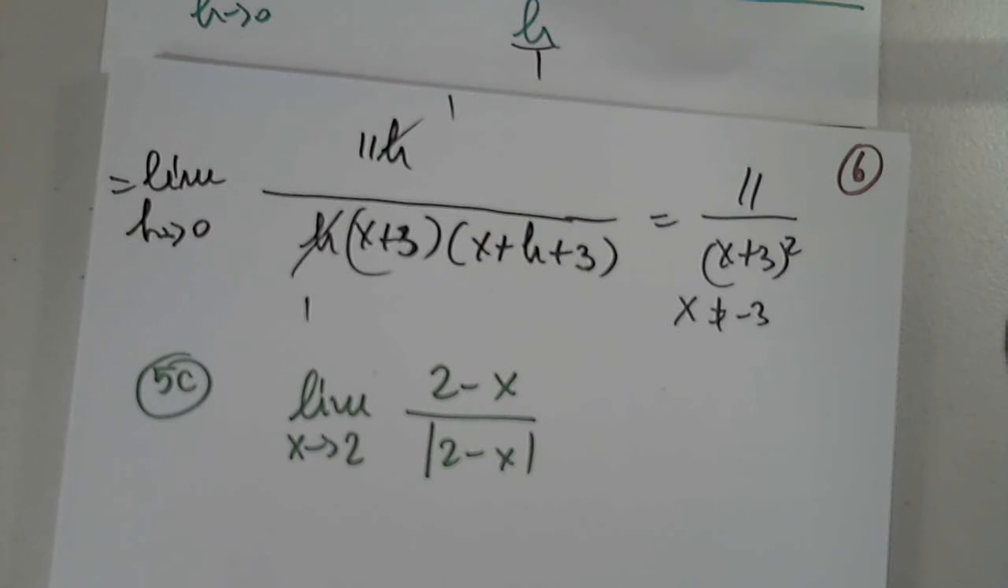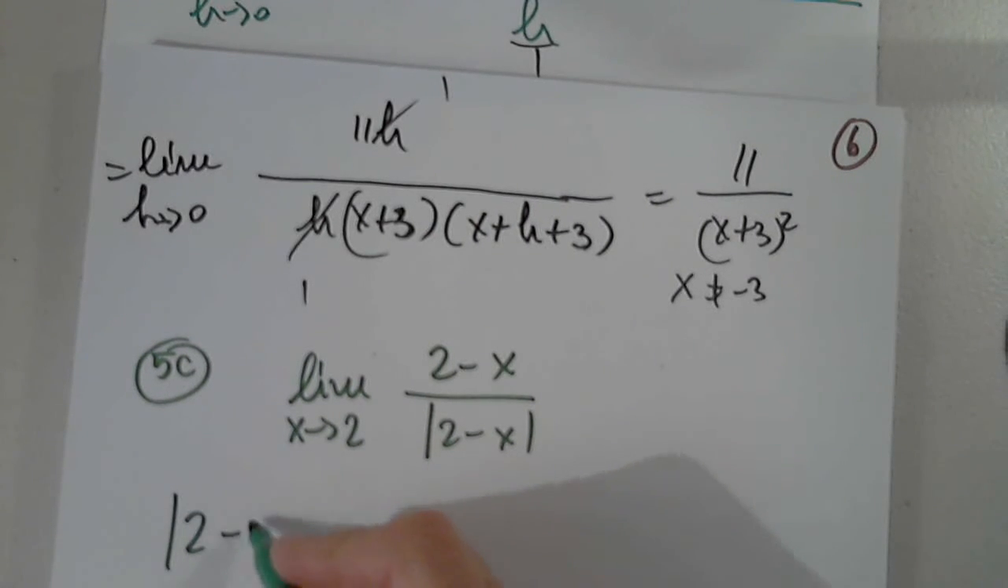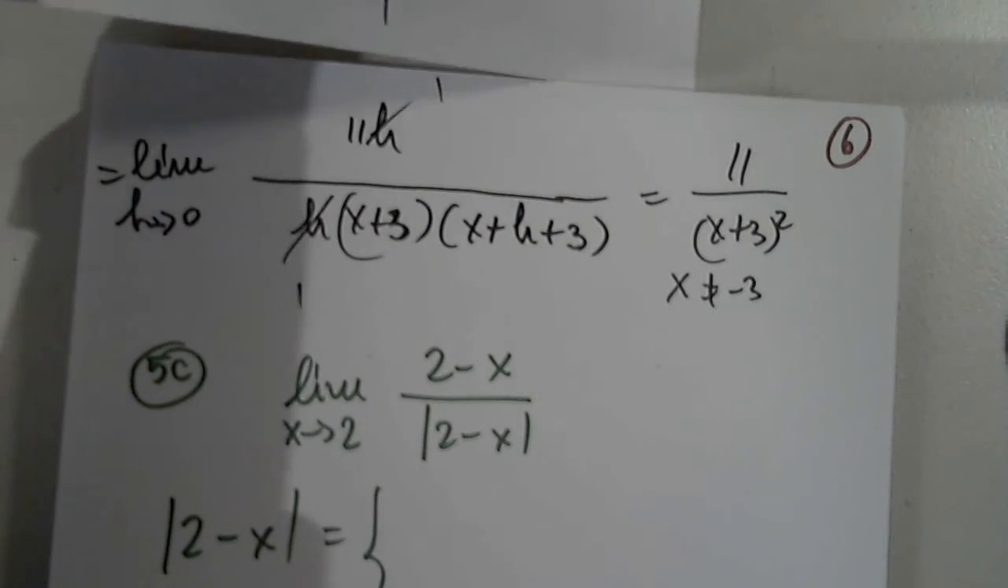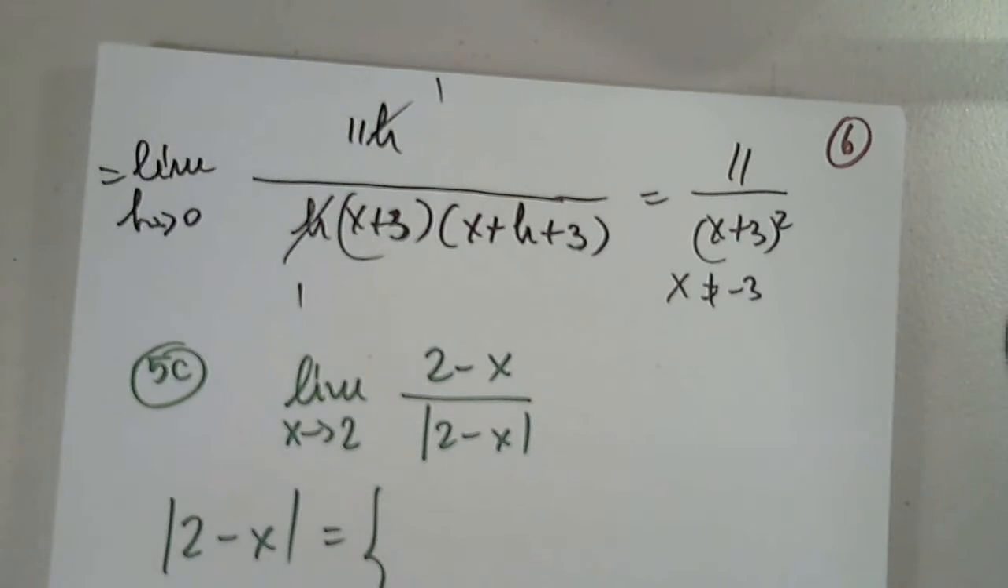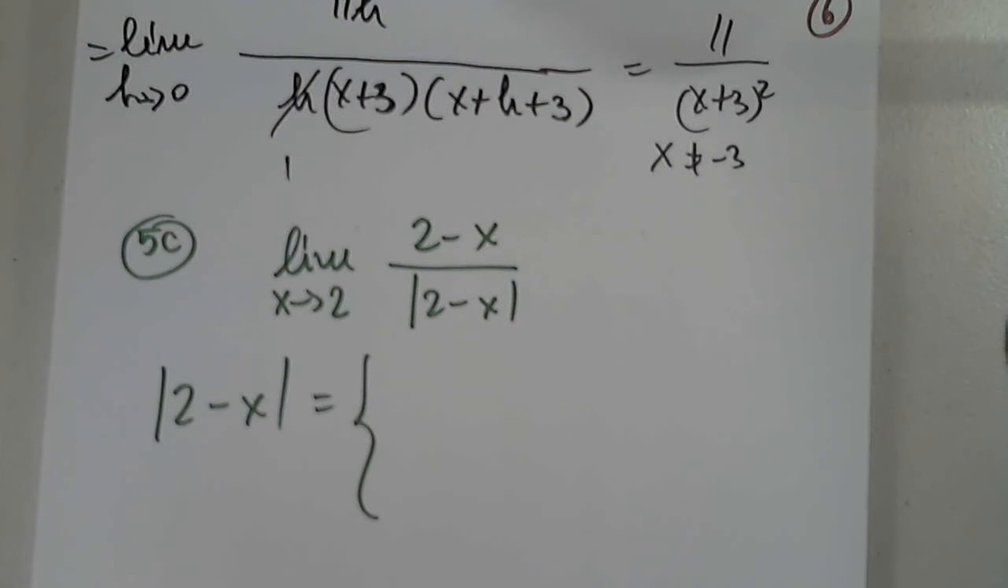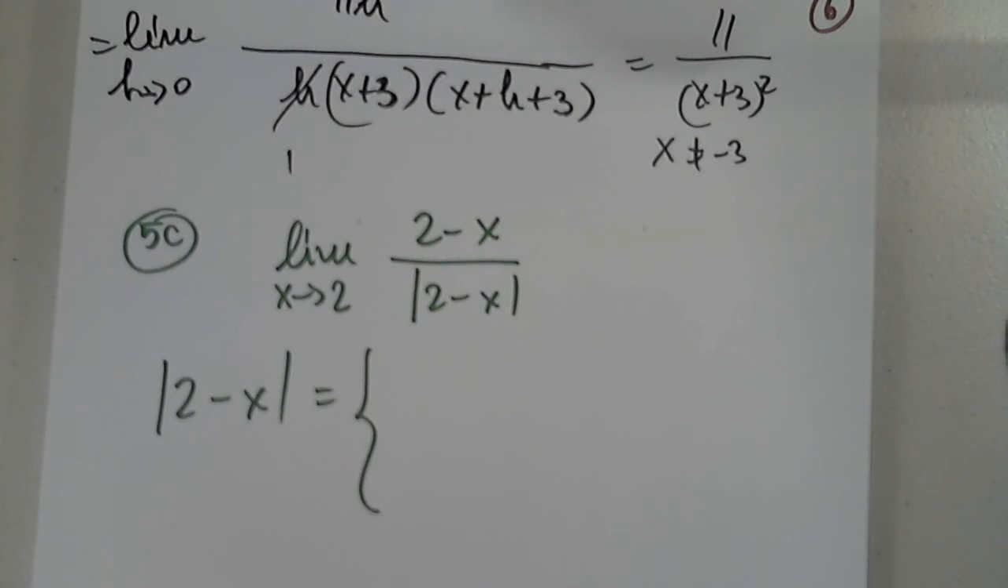And the problem is asking us to fully simplify without the absolute value before we do anything. So let's do just that. So we take 2 minus x in absolute value. And we know there are 2 options. Is that okay now? Are we okay? Anyone? Okay.